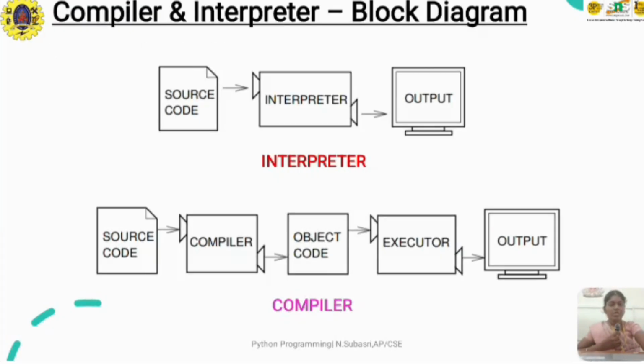The compiler and interpreter block diagram is given here. Already we have discussed this. The source code is given to the compiler, which converts it into an object code, which is given to an executor, and you get the output. In the interpreter, the source code is directly taken and executed, and given as output.